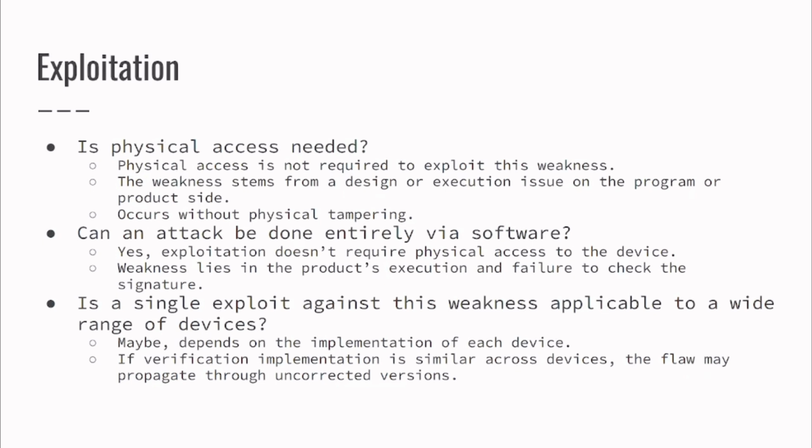The weakness is possibly, depending on the implementation of each of the devices, applicable to families of devices. If the implementation of a verification is the same or similar across a wide range of products, the flaw will probably propagate through each of the versions if left uncorrected. But if they differ enough, it probably wouldn't.